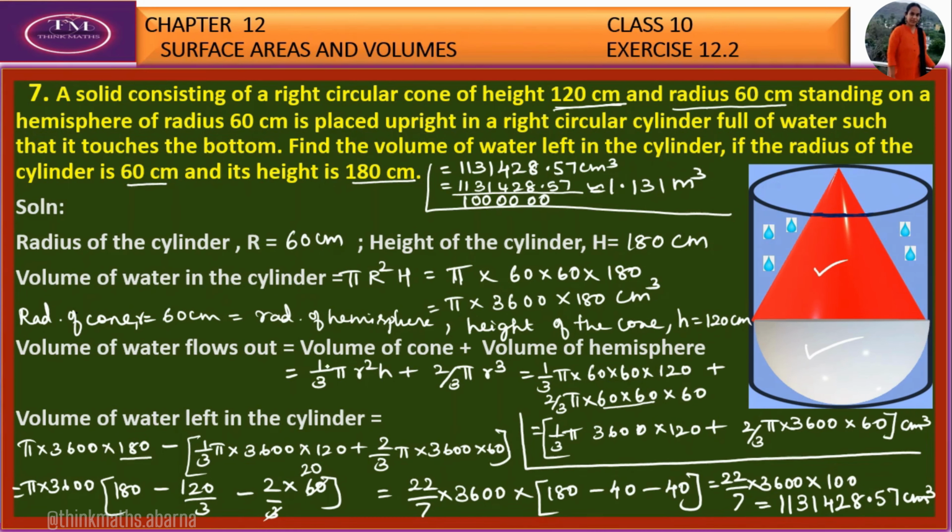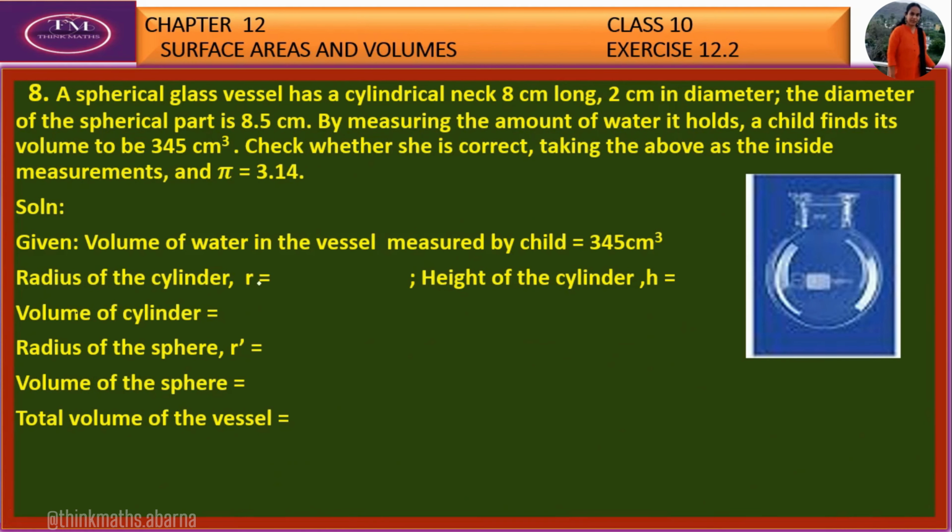Okay children, this is just the calculation here. I hope you can do the multiplication part easily. So this is the answer for this problem. 1.131 meter cube is the volume of water left in the cylinder. Now with this, problem 7 is completed. So we will move on to the last problem of this exercise.